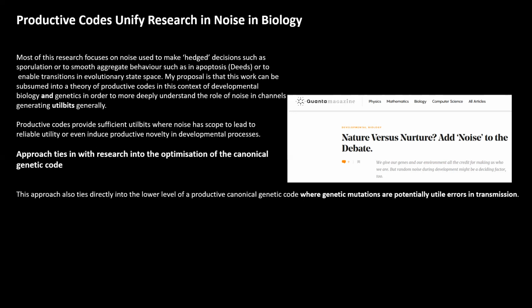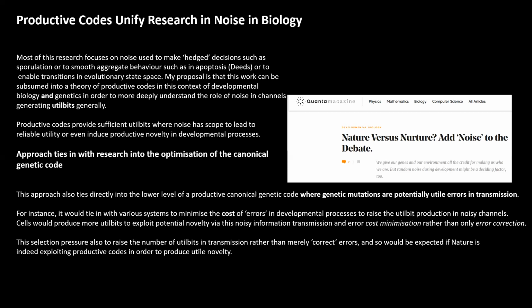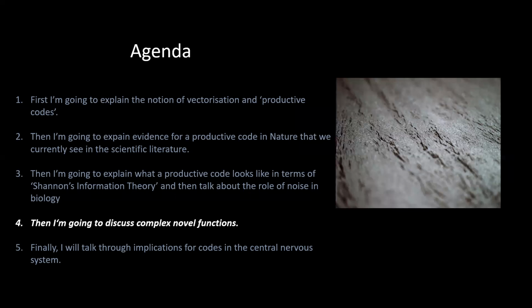And so we can tie together these two different levels of biological research: the genetic research, where we're arguing now that the code has been pre-optimized so that the errors are potentially more useful than you'd see in a random code, to noise in developmental biology, where we're saying that noise can lead to productive novelty or other utility in developmental processes. So we don't need to think of them as two big separate areas. They're united by this understanding of productive codes. So I guess I've covered that area.